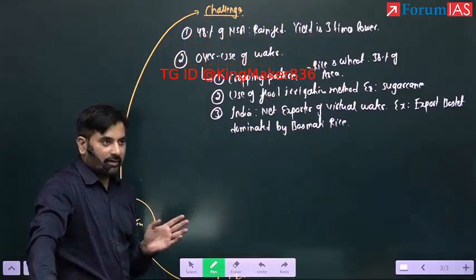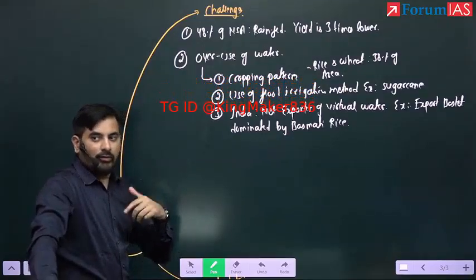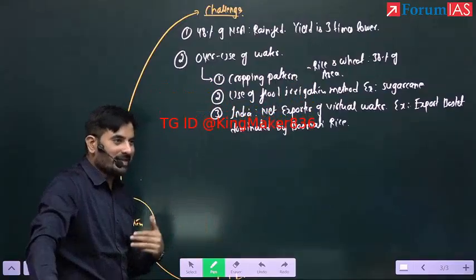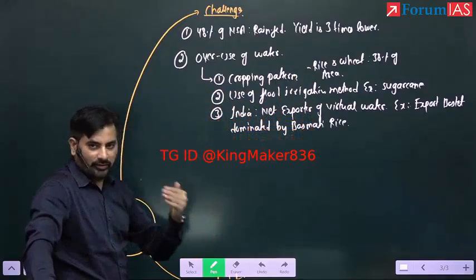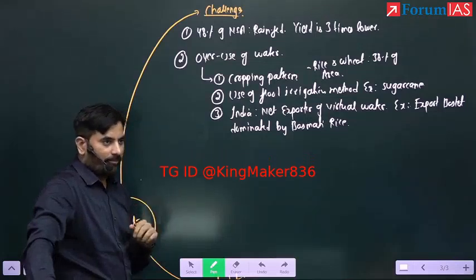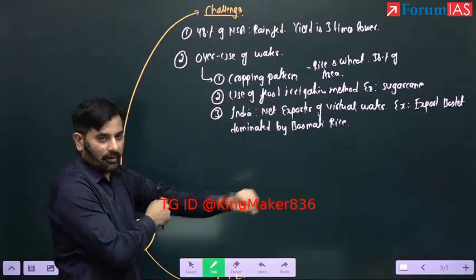China never exports rice. What China does, China exports fruits and vegetables. Fruits and vegetables, can I say, require less water, right? It never exports rice. Rice it uses more for its domestic consumption. So these are the reasons why we are overusing the water.